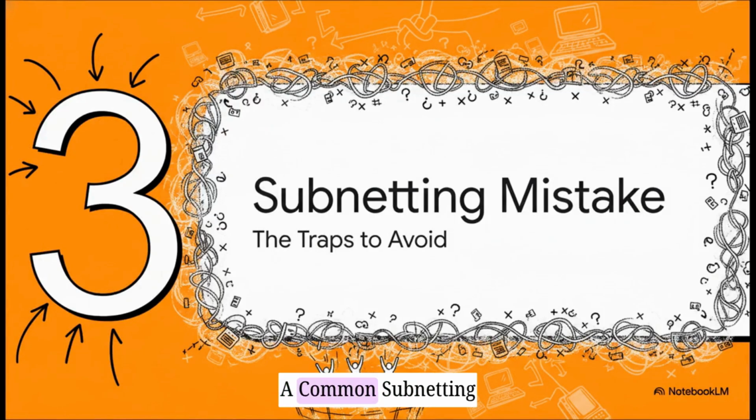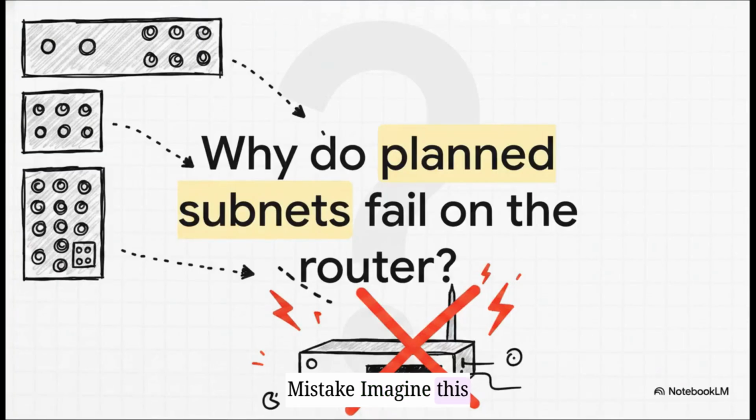Section 3. A common subnetting mistake. Imagine this scenario for a second. You're given a network prompt. You need a network for 2 hosts, another for 8 hosts, one for 30, and maybe one for 100. So you start calculating. You map everything out perfectly on paper.